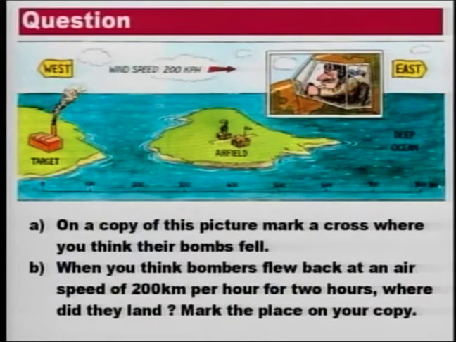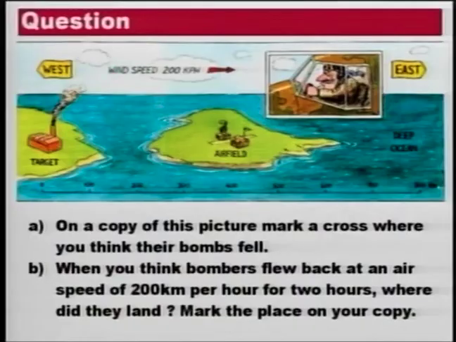The second question that you will work on: when the bombers flew back at an airspeed of 200 kilometers per hour for 2 hours, where do you think they would have landed? Again, you mark an X on the place that you think they would have landed. Those are the 2 activities for you to work on. You can discuss in 3s or 4s to complete those 2 activities.